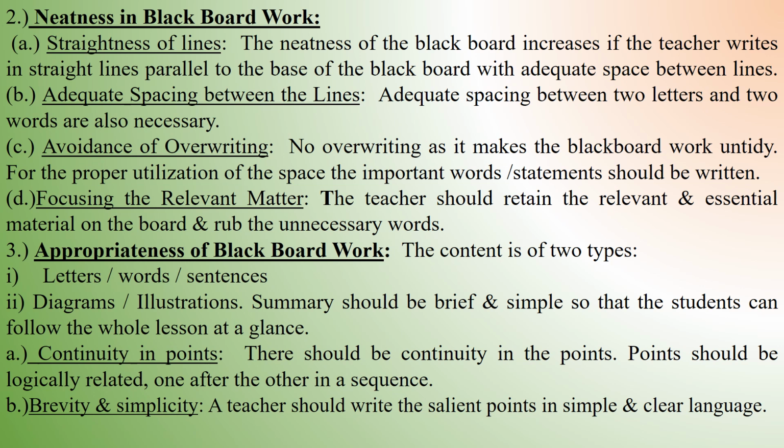Appropriateness of blackboard work. The content is of two types: letters or words in sentences, and diagrams or illustrations. For appropriate Blackboard work, the summary should be brief and simple so that the students can follow the whole lesson at a glance. Continuity in points. While writing on the board, there should be continuity in the points. Points should be logically related one after the other in a sequence so that the students have a clear understanding of the lesson. Brevity and simplicity. A teacher should write the salient points in simple and clear language.